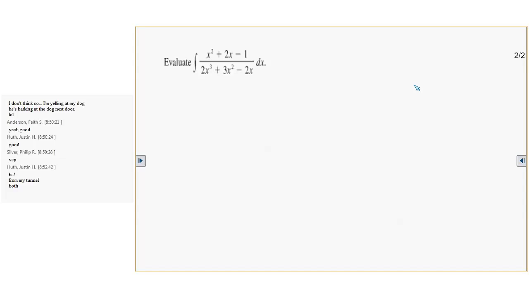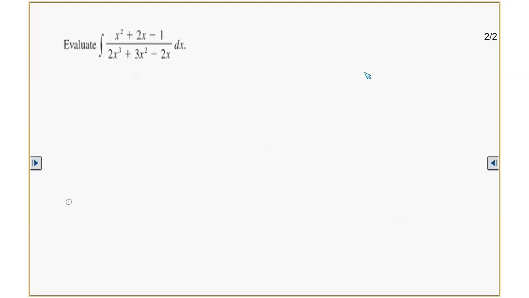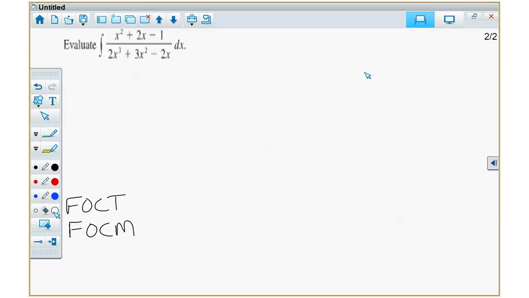When I was in algebra, I would say first rule of factoring, and then I thought about it and said, you shouldn't say that. And then I said, I'll change it, and I said, well, that one's much better. So I just started saying FOCT.